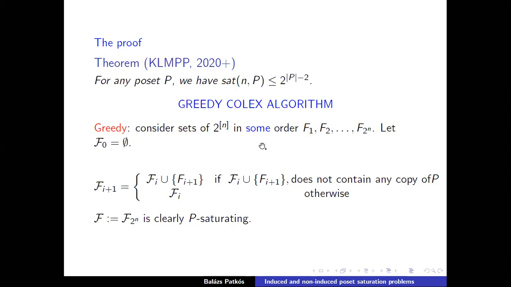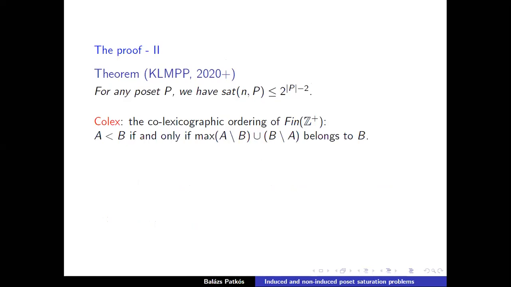Of course the important part is the order. I have 2^n factorial many possible orders to choose from, and of course I will take the colex order or something related to that. So what is the colex ordering? We can order finite subsets of the positive integers in the following way. For two sets A and B, we look at the symmetric difference of the two sets, and we look at the largest element of this symmetric difference. If it belongs to B, then B is the larger. If it belongs to A, then A is the larger.